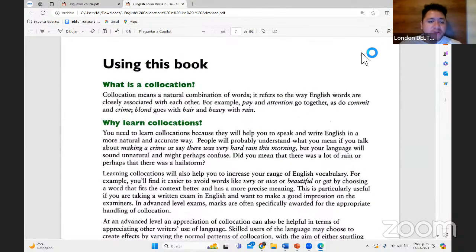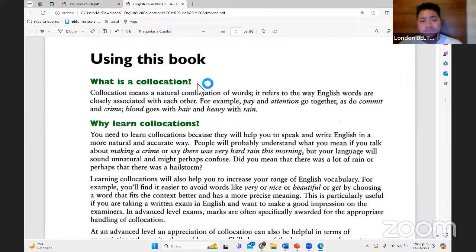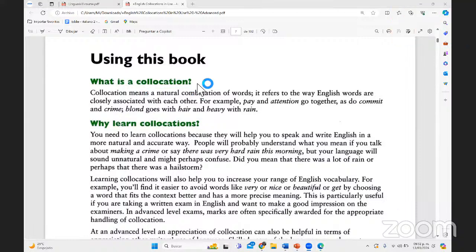Can you please read, Ulises, what is a collocation? What is a collocation? Collocation means a natural combination of words. It refers to the way English words are closely associated with each other. For example, pay and attention go together, as do commit and crime. Blonde goes with hair and heavy with rain.